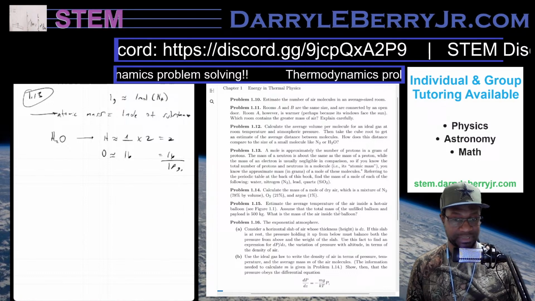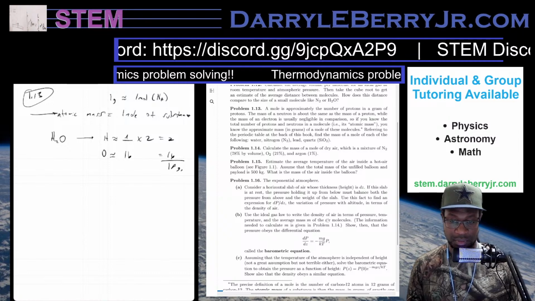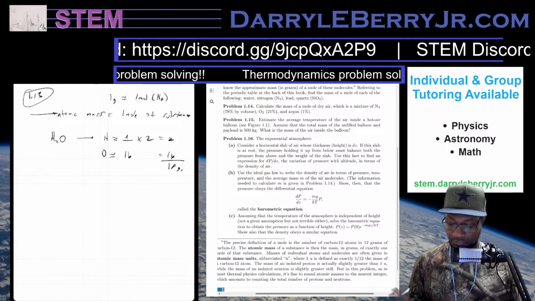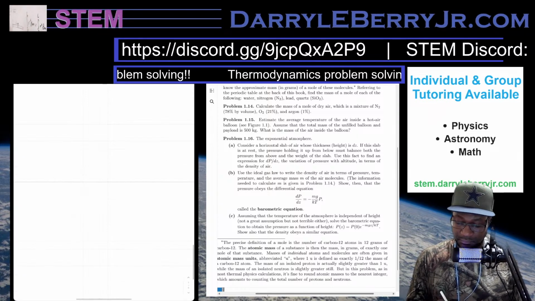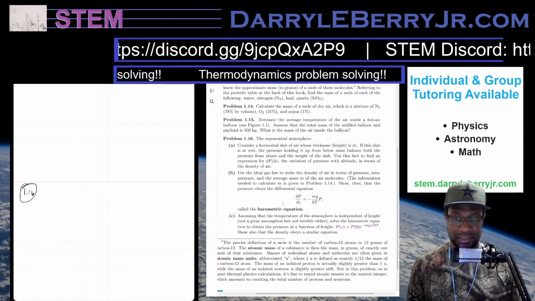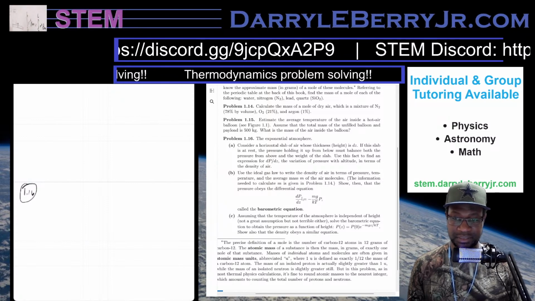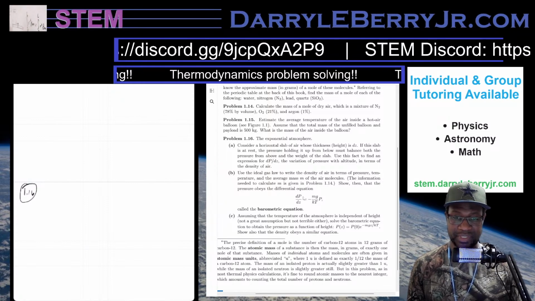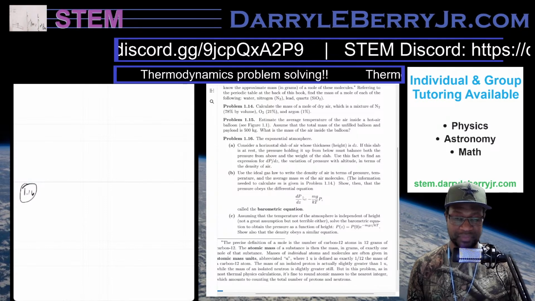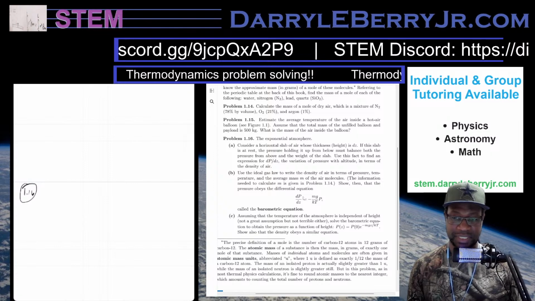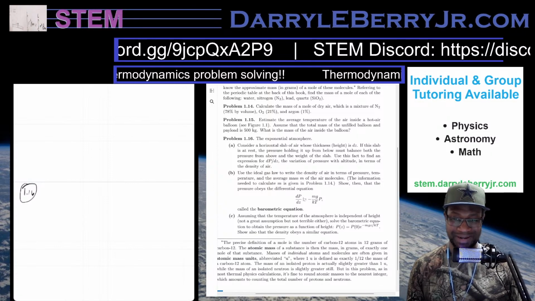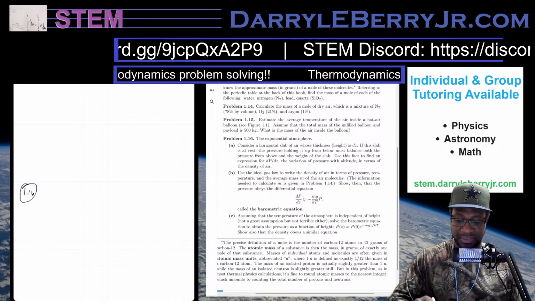This problem is 116. All right, so we definitely have to do this one. Consider a horizontal slab of air whose thickness or height is dz. If this slab is at rest, the pressure holding it up from the bottom must balance both the pressure from above and the weight of the slab. Use this fact to find the expression for dp/dz, the variation in pressure with altitude, in terms of the density of air.